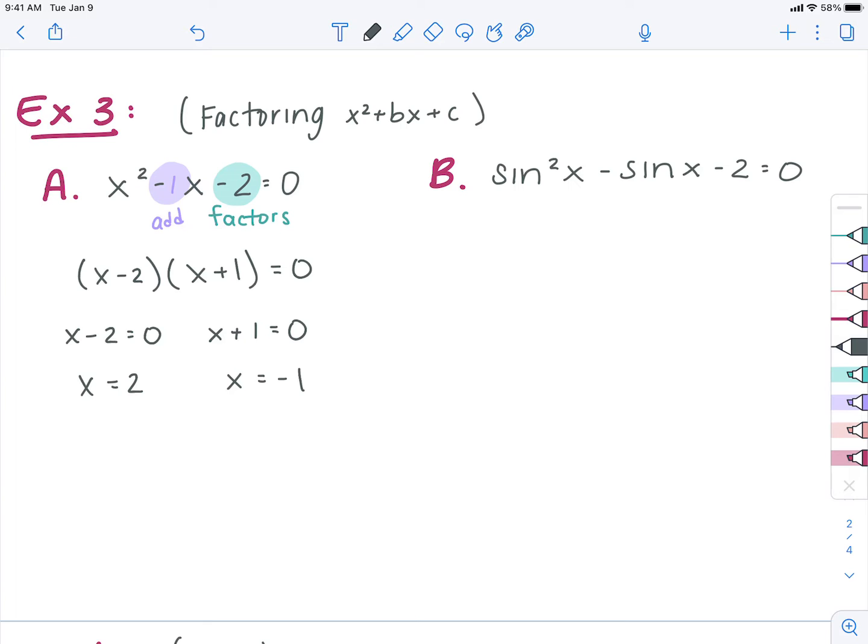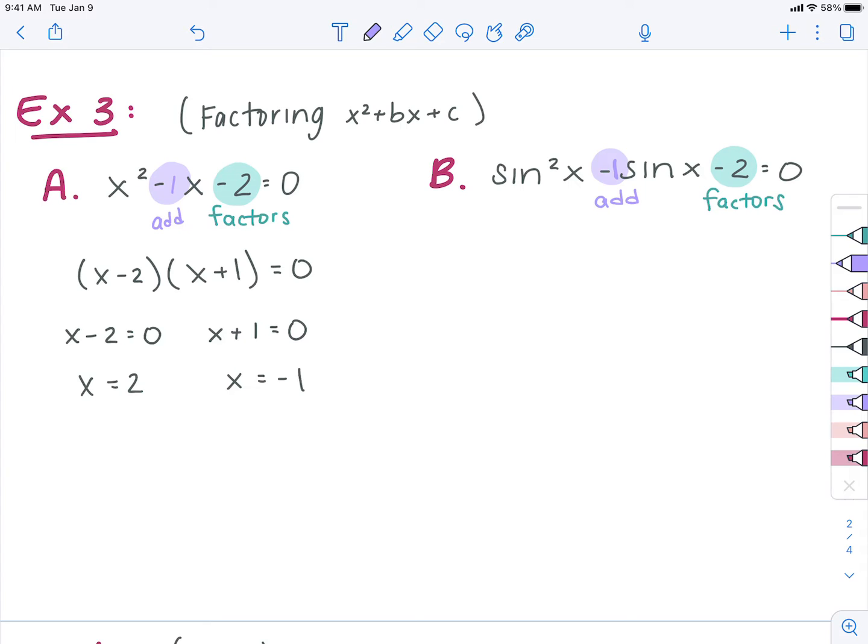So same exact thing is going to happen with b. The only difference is, instead of just having a plain old x, now we've got that sine function connected to our x. So we're still going to ask ourselves the same question: what are factors of negative 2 that add to negative 1? Because I still have a constant of negative 2, and my coefficient here is really negative 1. And I basically just pretend that the sine function isn't there while I'm finding my factors.